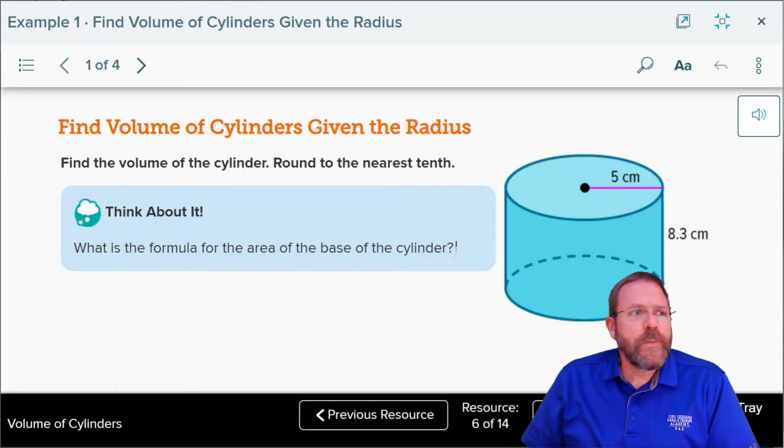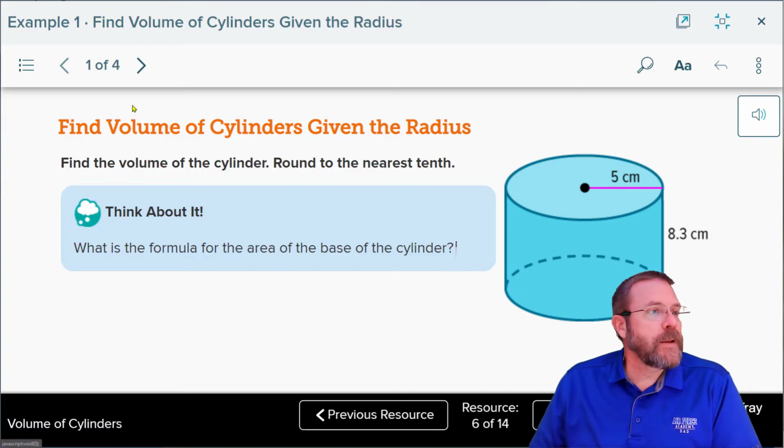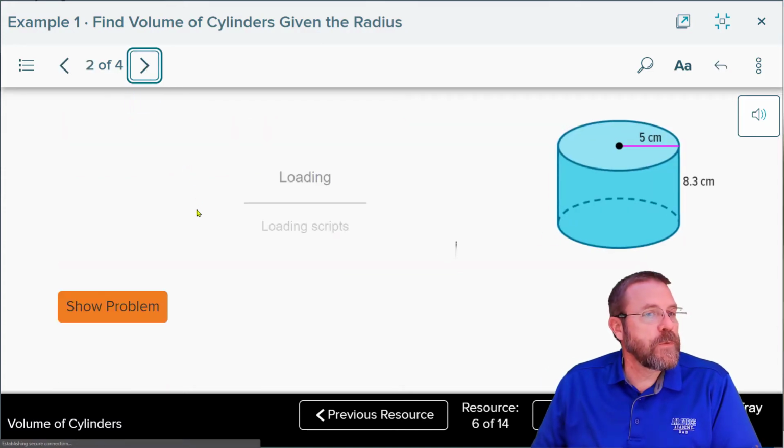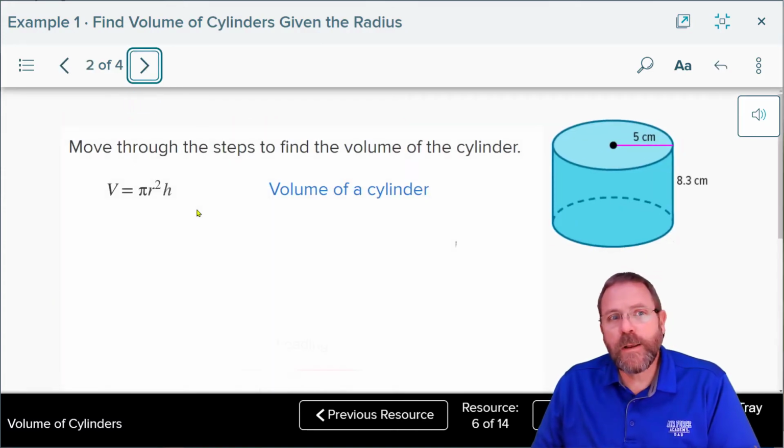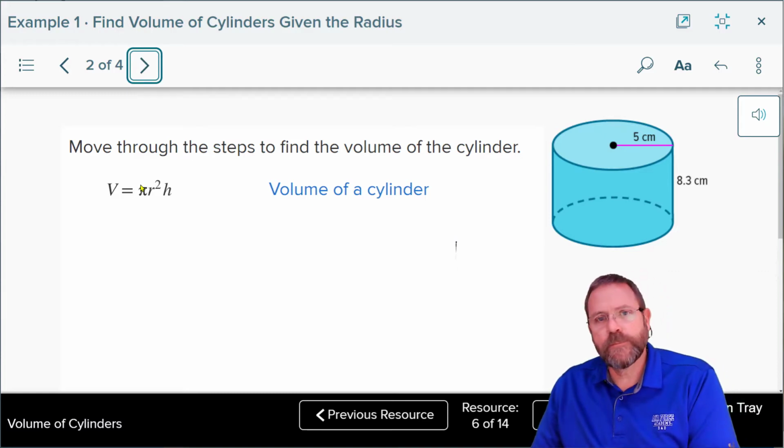For example 1, they've given us a cylinder that has a radius of 5 centimeters and a height of 8.3 centimeters. They want us to find the volume of this cylinder. Let's see what they're going to give us next. I think I'm probably going to stop it and do my own. Yep, they went ahead and did that whole big formula at one time. Instead of doing their approach, let's do my approach first.